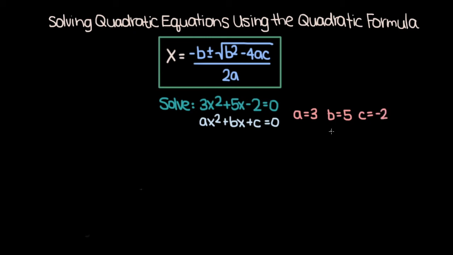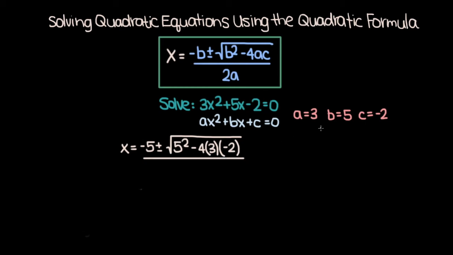And now that we have the values for a, b, and c, we can plug them into the quadratic formula to get our solutions. So we have x is equal to negative b, which in this case is negative 5, plus or minus the square root of b squared, so 5 squared, minus 4 times a, which is 3, times c, which is negative 2, all over 2 times a, so 2 times 3.